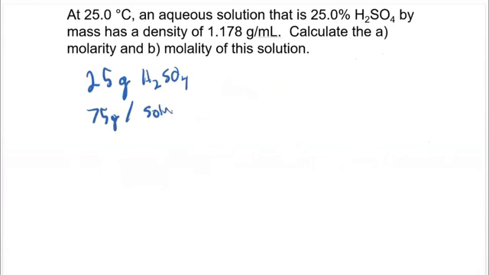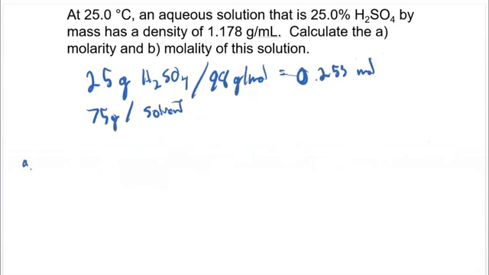I'll just put solvent. Oh, it's aqueous, so it's water. Okay, next, we can find the moles of the solute because we're first being asked to solve for the molarity, and then we're being asked to solve for the molality. In both cases, we need the moles of the solute. So we can divide by 98, which is the molar mass of sulfuric acid. This gives us 0.255 moles of our solute.